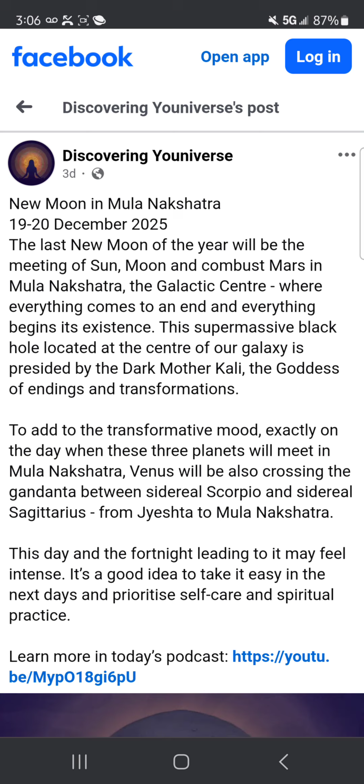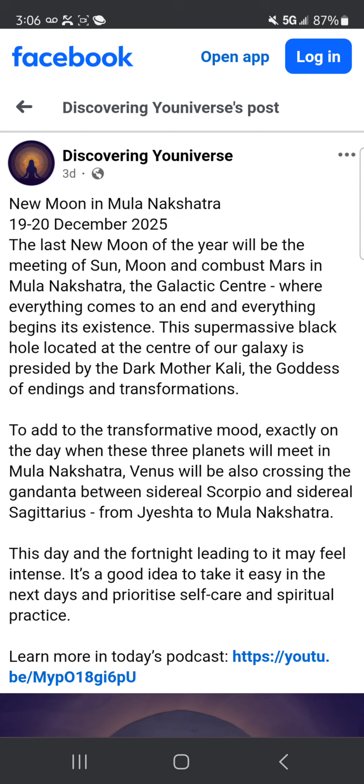So to add to the transformative mood, exactly on the day when these three planets will meet in Mula Nakshatra, Venus will also be crossing the Gandanta between sidereal Scorpio and sidereal Sagittarius, from Jyeshtha to Mula Nakshatra.